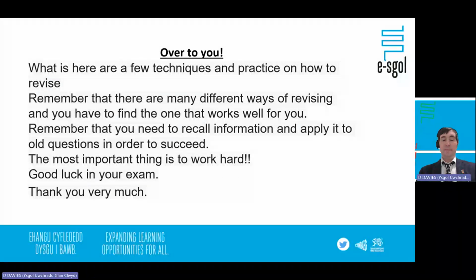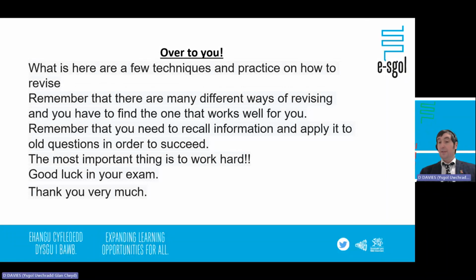Right, so that's gone a little bit longer than I had anticipated, sorry, but what we've done here is a few techniques and a bit of practice. There are many different ways of revising, and remember, you need to find one that works effectively and well for you, okay? And that's not just reading your notes, okay? That's a good top up, but it's not actually moving information from your short-term to your long-term memory. Remember that you need to recall information, okay?